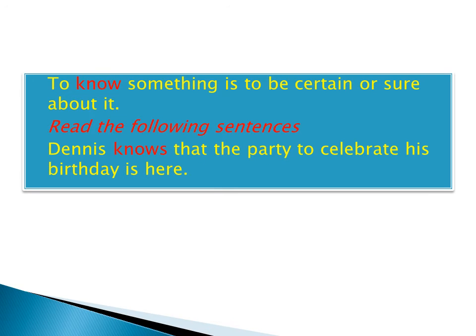Last part, we have the use of the word know. To know something is to be certain or sure about it. You are certain or you are sure about something. That is to know. For example, Dennis knows that the party to celebrate his birthday is here. This is what he is sure of. He is certain.